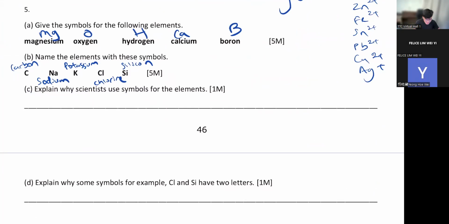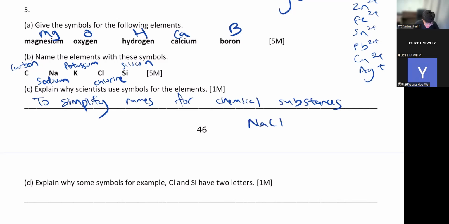Okay, so C, explain why scientists use symbol for the element. Why use symbol? This is to simplify names for chemical substances. So instead of saying sodium chloride, I can write NaCl. NaCl is your salt. The real name is sodium chloride. They just write NaCl. This is to make your name short.